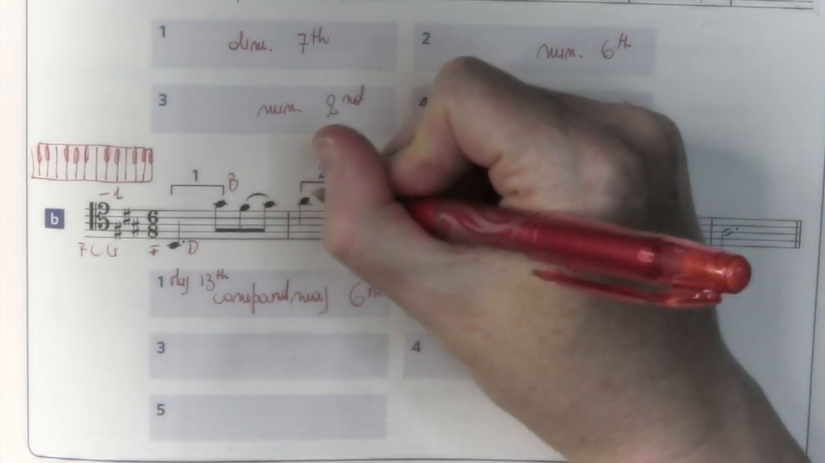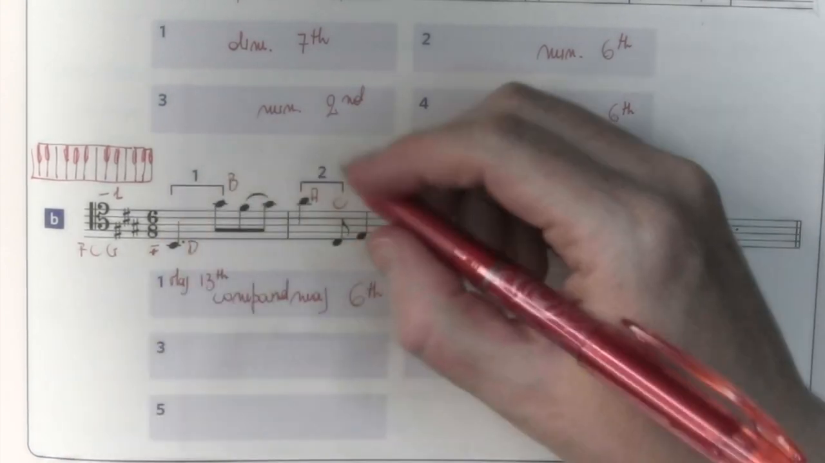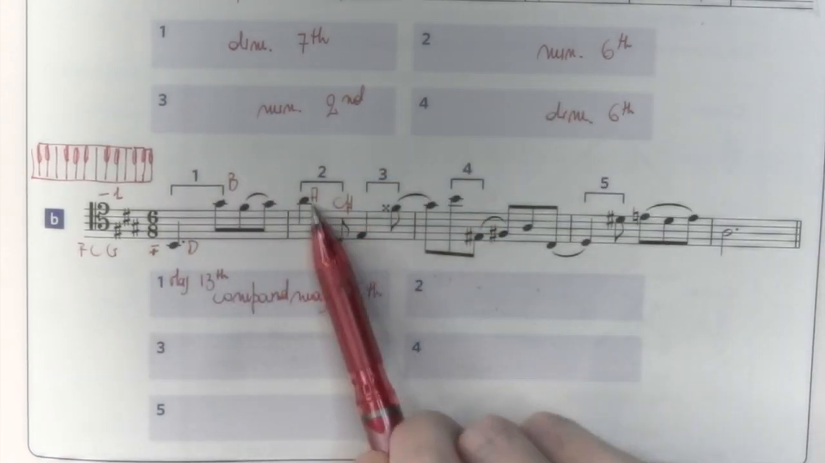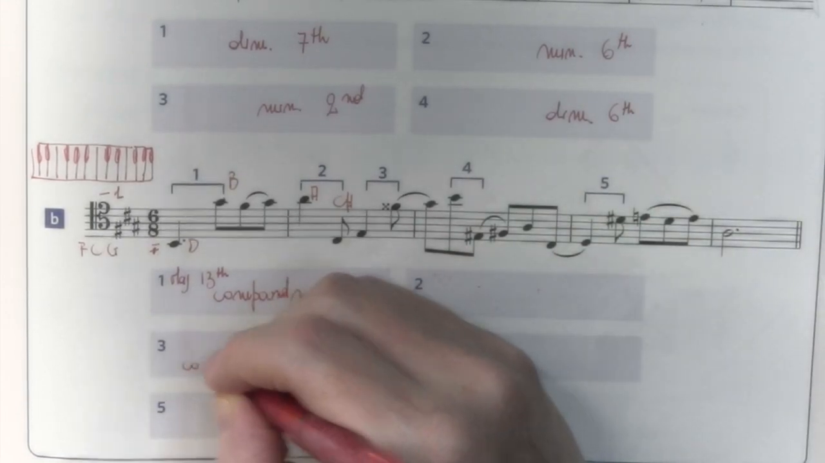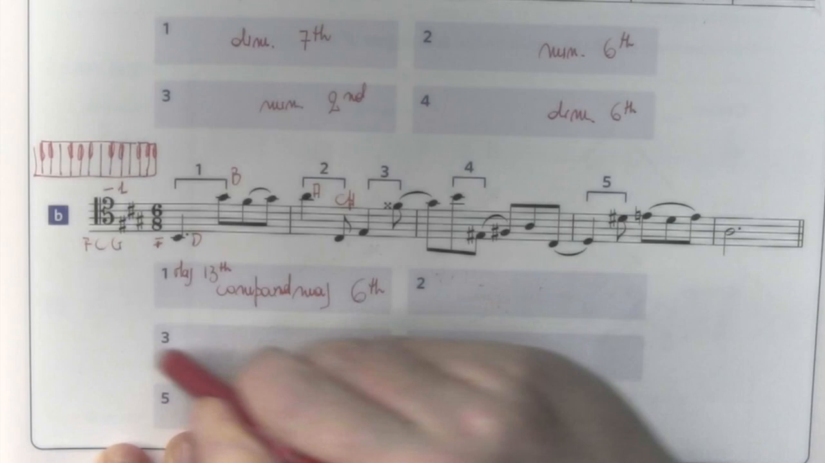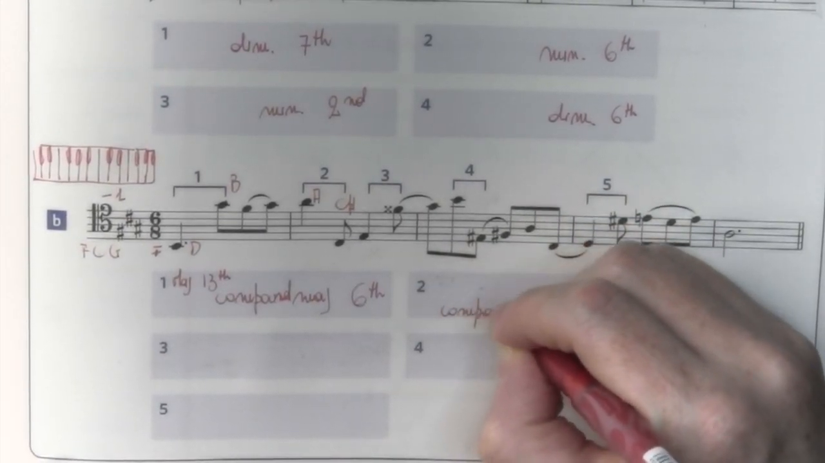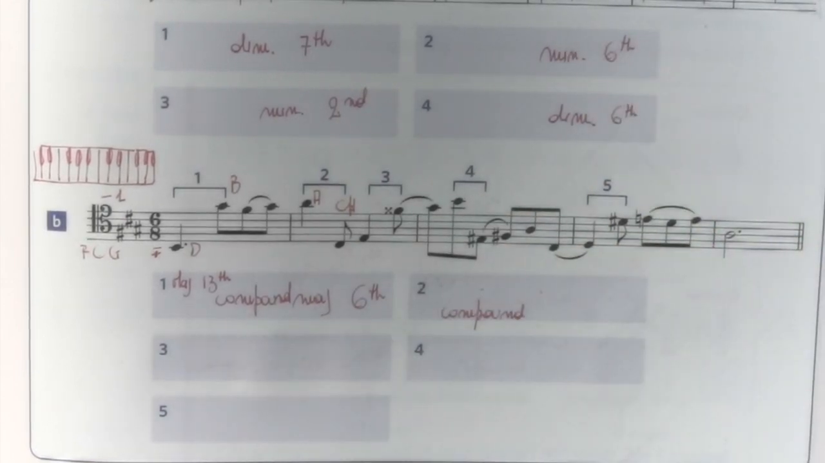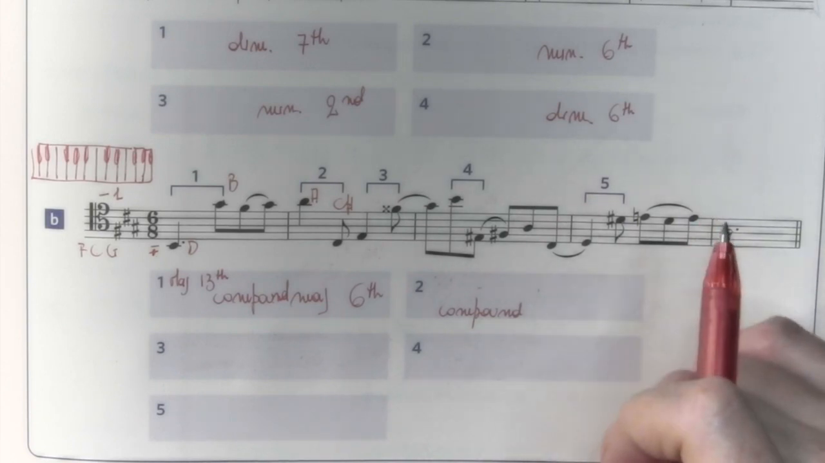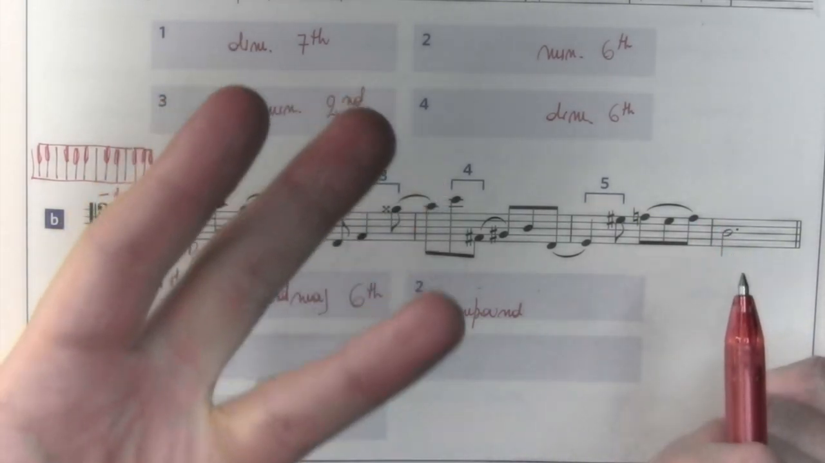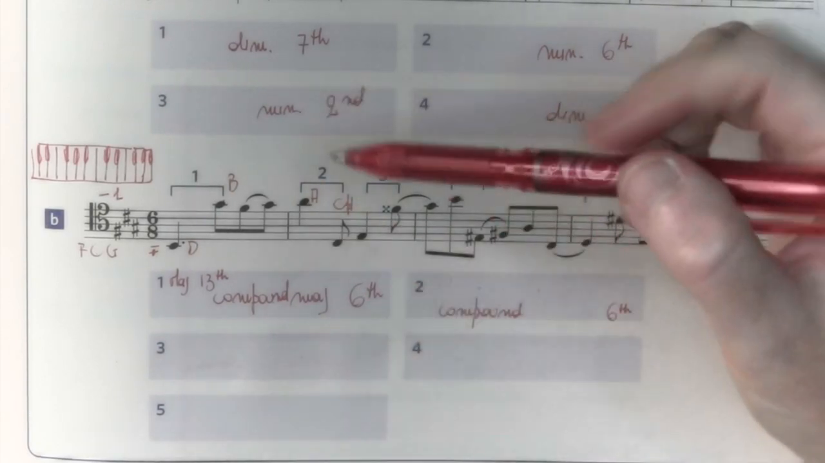C minus one is la. And re minus one is do, and do is sharp. Do sharp la, it is a compound interval, so we can write compound here. Oh, sorry, that's number two. Compound. Now, what kind of interval number do we have? Do, re, mi, fa, sol, la is a sixth. What kind of sixth? Let's see.